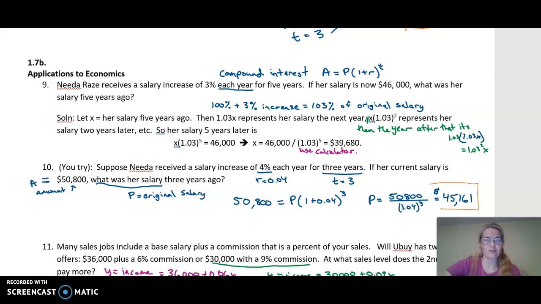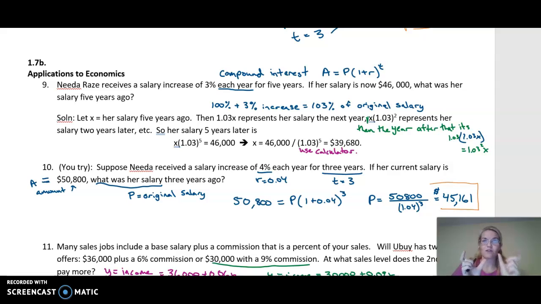This is compound interest because, let's do a simple example. Let's say she made $10,000 one year. 3% of $10,000 is going to be $300, right? So her salary the next year would be $10,300. Well, then she's going to get a 3% raise on the $10,300.